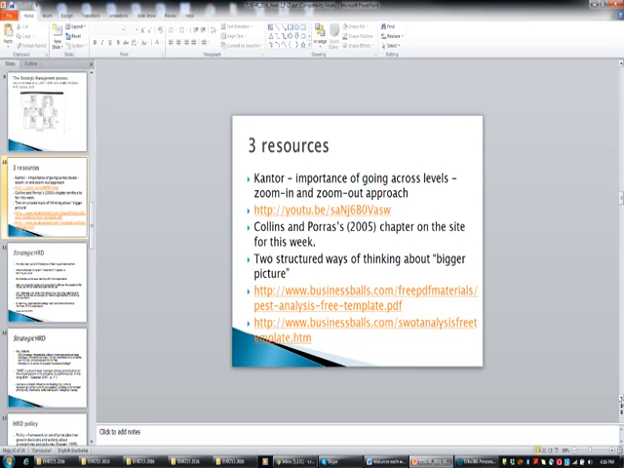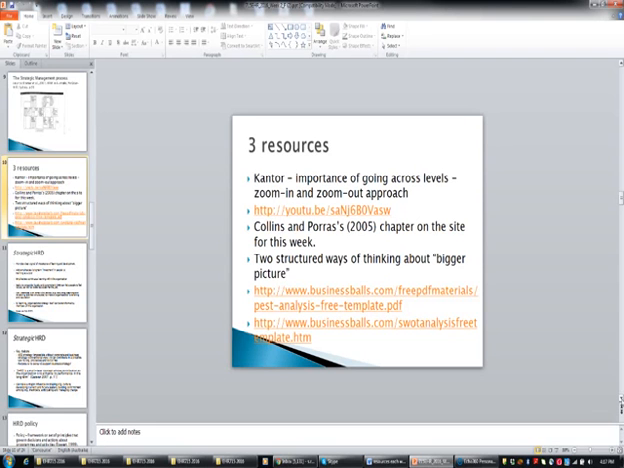Another one, Collins and Porras, has an interesting way of setting out what they would say as a vision and a mission and the goals. Again, I put that chapter on the site for this week. It's a really interesting chapter, and it particularly shows how there's that golden thread, you might say, between the strategy and what happens in those specific programs, how it's all linked together. Well, that's the way it should be.